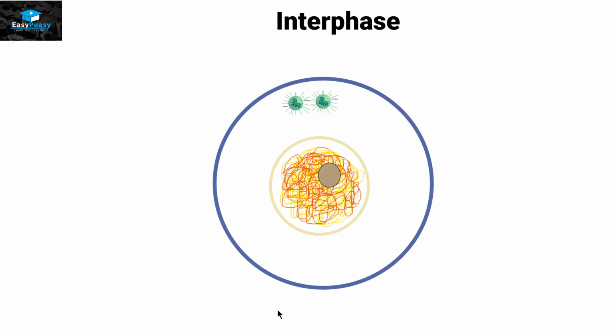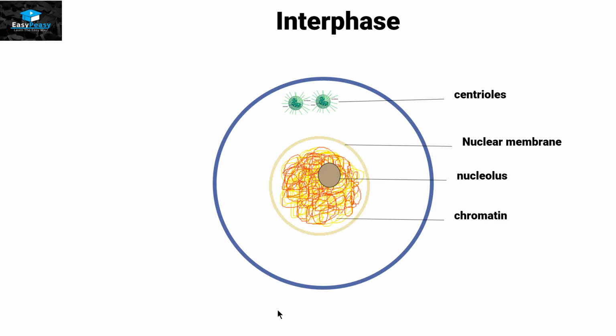So we will start with interphase, specifically the G2 phase, in which all the things are duplicated. You can see there are two centrioles here, and we have a nuclear membrane. The nucleolus is here, and the chromatin material is spread inside the cell, and there is no visible chromosome. Once the cell enters the M phase, it will enter the prophase.